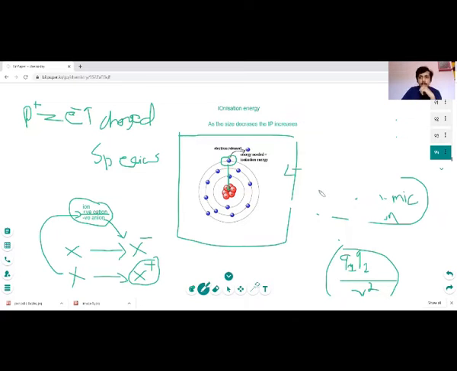Okay, and it depends on one more factor. Now we have seen the effect of size. It also depends on charge. For example, you have sodium, and you have removed one electron and found sodium plus.